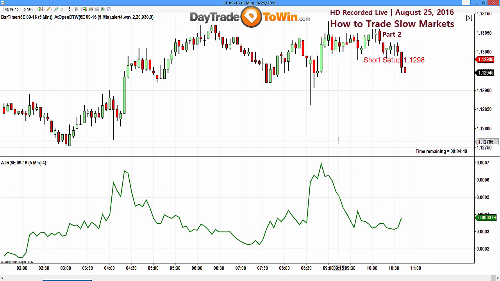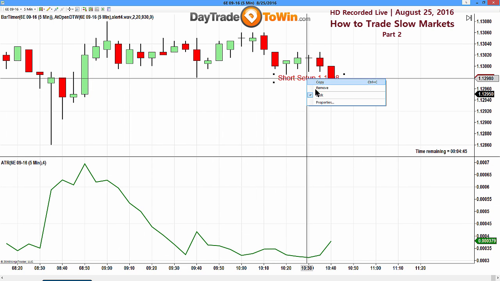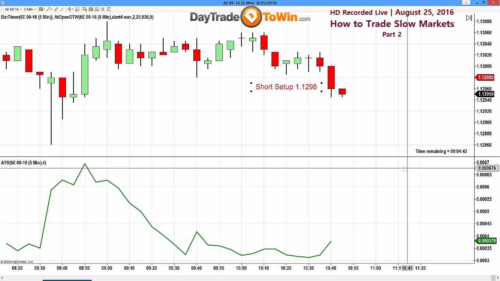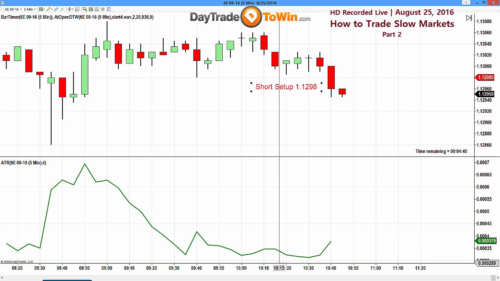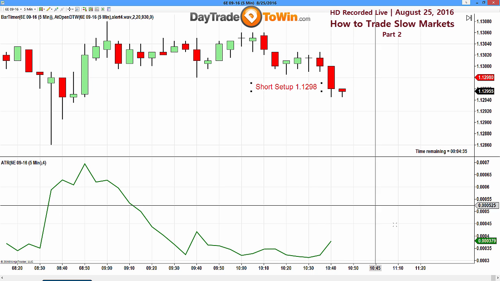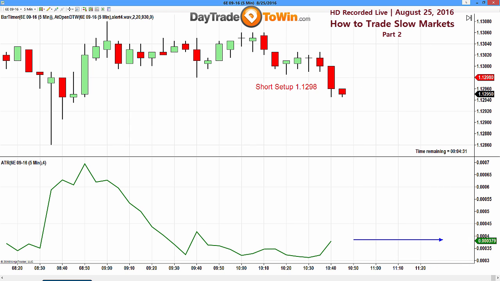Okay, so the euro right now has given a short signal to go short at 12.98. So I expect the market from this 12.98 to go down. Look at the current conditions. It's only working at 3 ticks. Slow, right? This is pretty slow for a 5-minute chart, definitely.